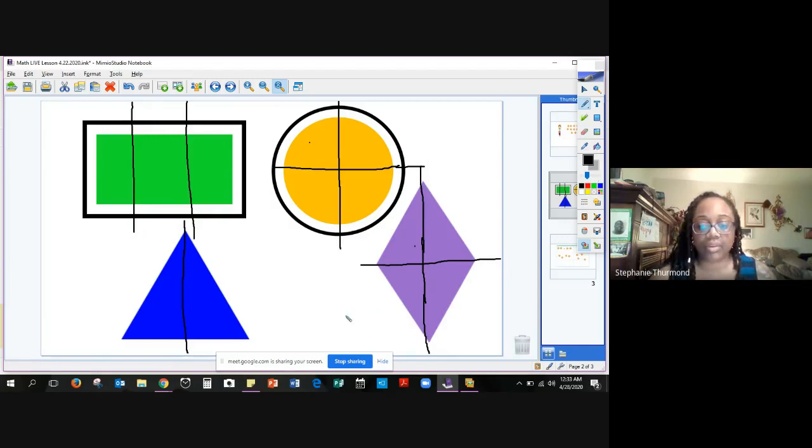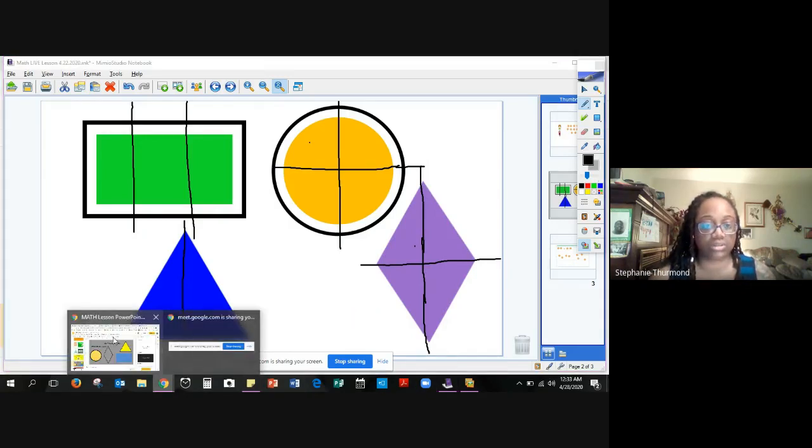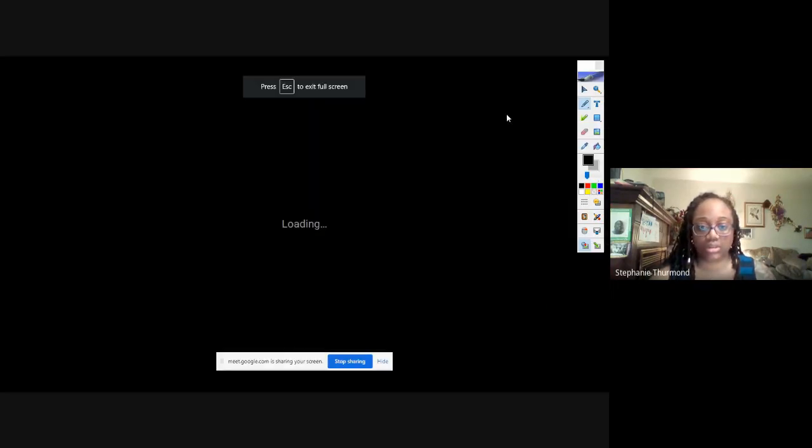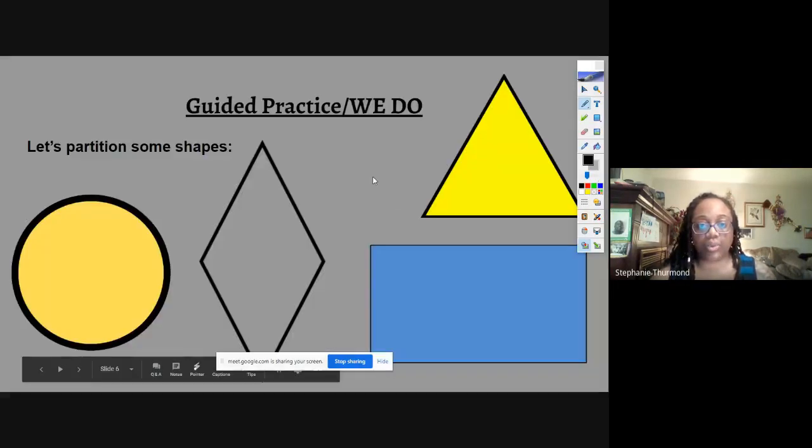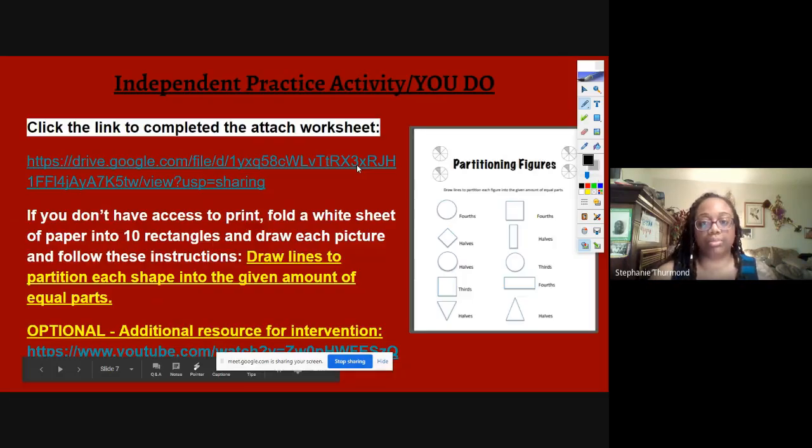Okay, great. So now we're going to go back into our presentation, and we are going to finish up with our independent practice activity. So this is the part where you do it. You are going to complete the partitioning figures activity here. The worksheet is attached to this link. That is where you want to get the link for that worksheet.